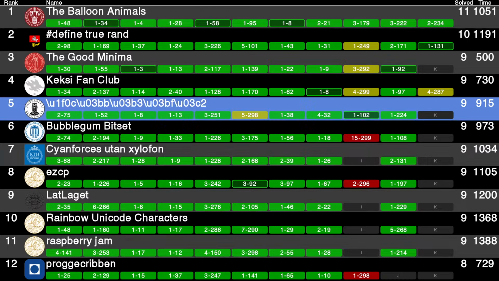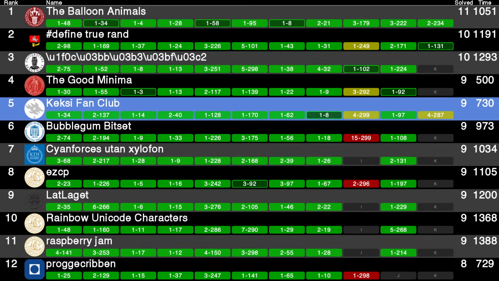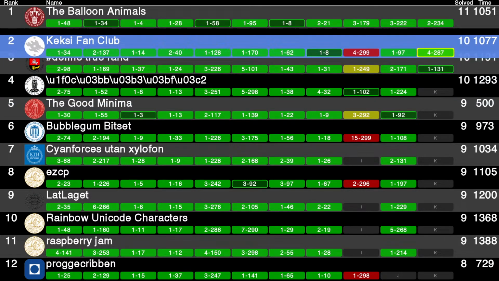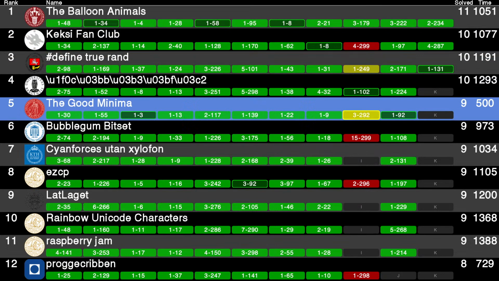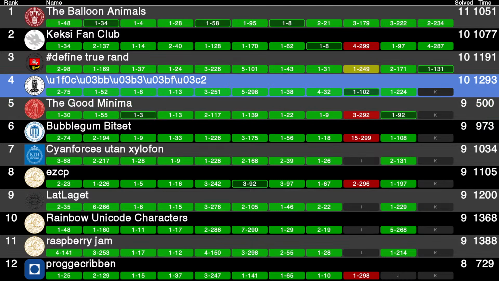And now it's this string of characters, currently in 5th place, but they advanced to 3rd place. The Kexi fan club. Will he get K at the end? They did get K at the end. Okay, the good Minima, the one-man team from Norway in 5th place. And they are also the first to solve both C and J. So very impressive performance there from the good Minima.